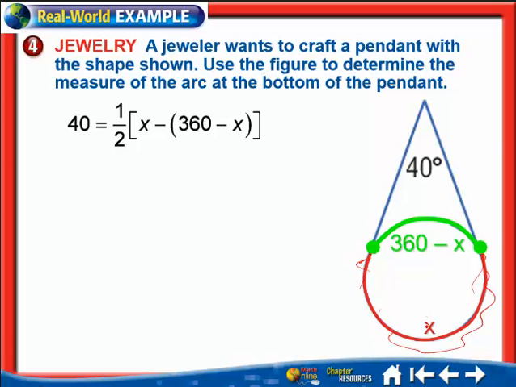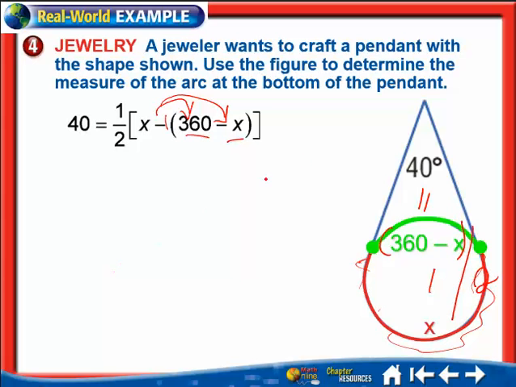I'm going to take the big arc minus the little arc, but I got to put this in parentheses, and divided by 2, and that's going to equal my 40 degrees. So here it is written out a little bit neater over here. 40 degrees. I'm taking my big arc x, subtracting my little arc, but I have to put this in parentheses because this negative, remember this is like a -1, that has to be distributed to both parts of that parentheses.